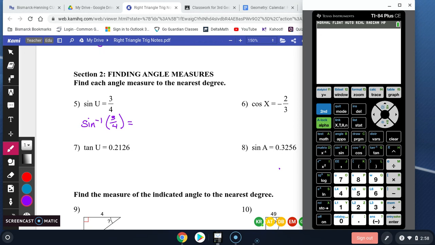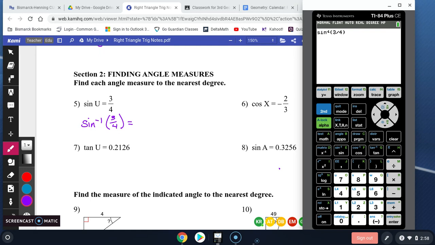And then you're going to do sine. Okay, so it gives that inverse sine button. And then I can go 3 divided by 4. Okay, now one thing I forgot to do is I need to be in degrees. So I need to change to degrees on this graphing calculator, but if you're working on a scientific calculator, most likely you're already in degrees.